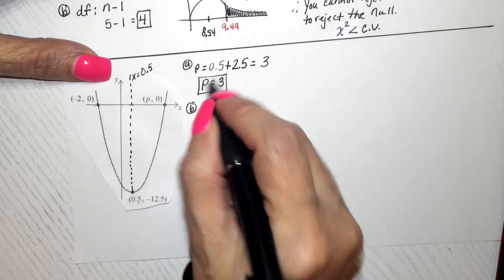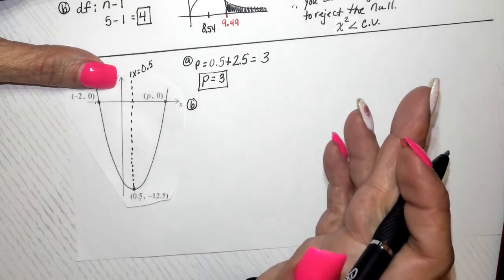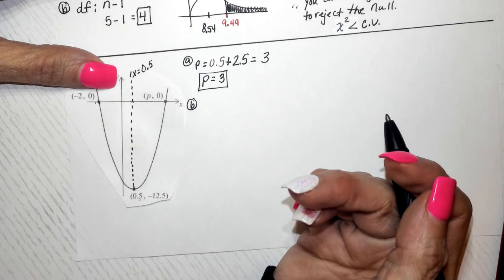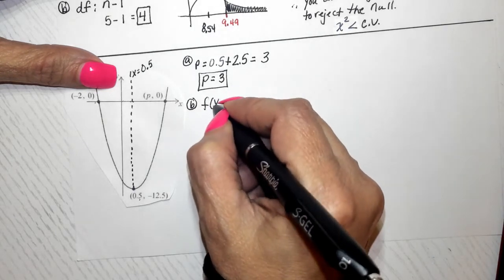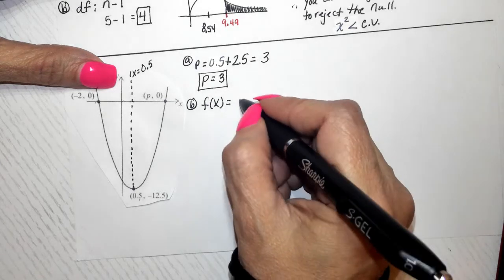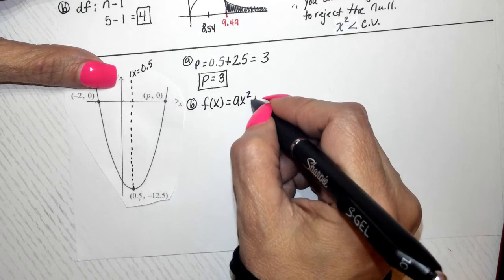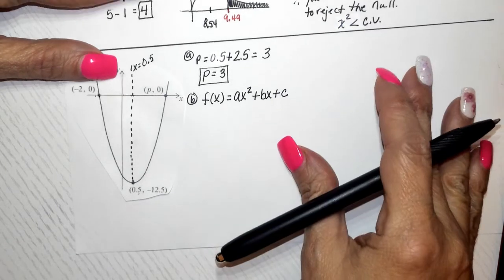Okay, so then part B was find the values of A, B, and C. So where's A, B, and C? I don't even see A. Oh, there it is. Sorry, didn't see it. F of x equals ax squared plus bx plus c. Oh yeah, there we go.